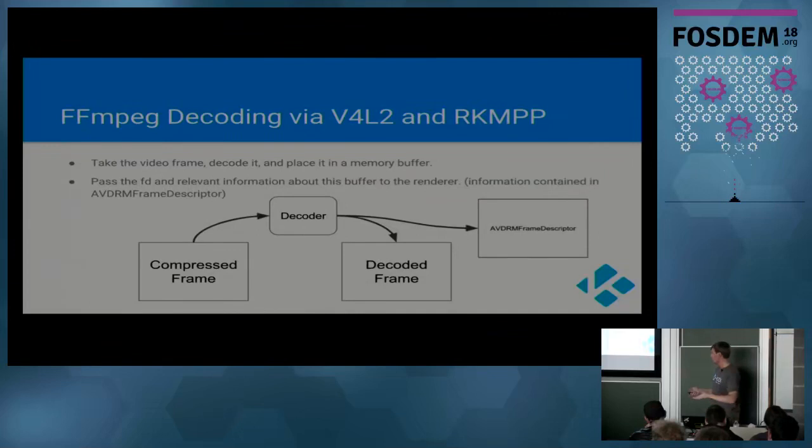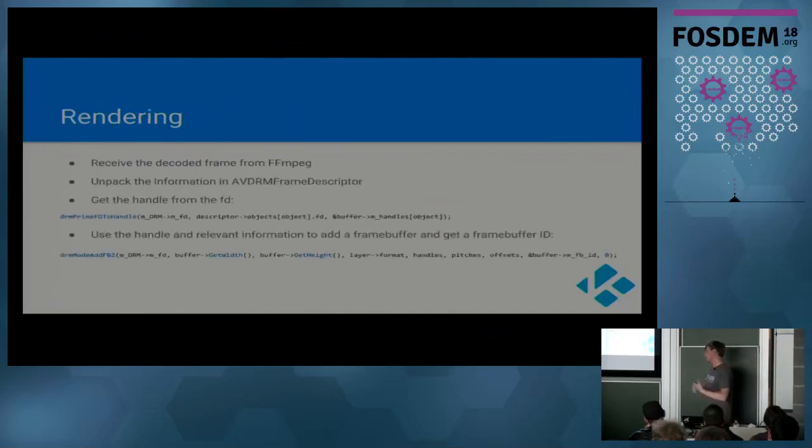So we get these two things back. What we do with this is really interesting. So we get the frame back. We can unpack this sort of container that is AV DRM frame descriptor, and use it. And what we do is we typically in FFmpeg we get back a frame in the NV12 pixel format. v4l2 does support some other ones, but NV12 is kind of what we're using now.